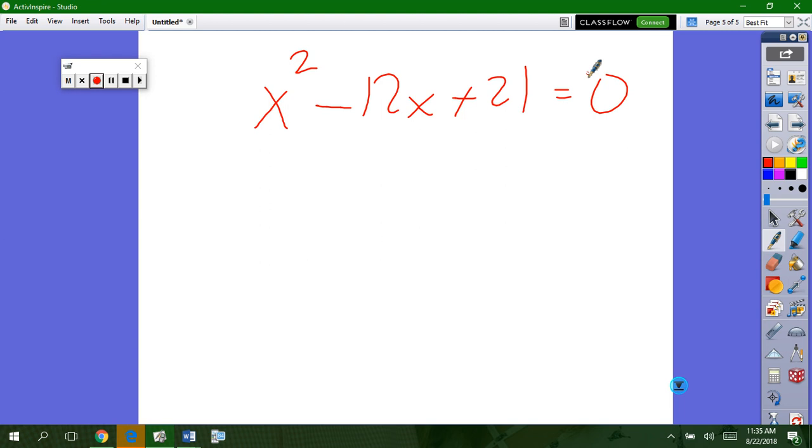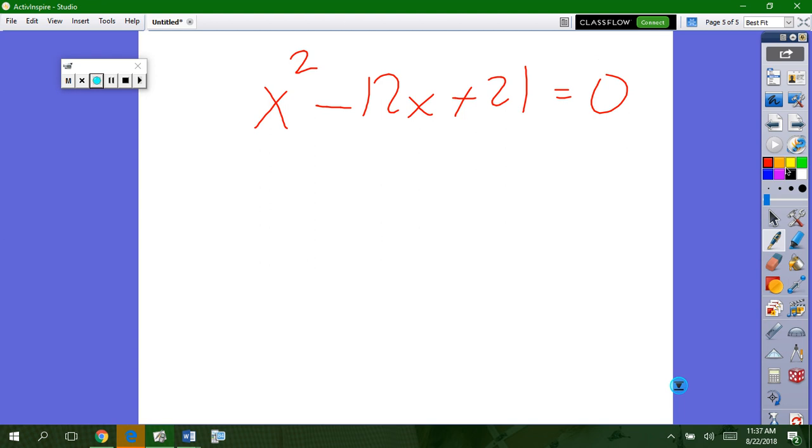Okay, because I cut the middle number in half, right? Cut it in half and square it. Half of negative 12 is negative 6. Negative 6 squared is 36. That's not 21, I guarantee it. Okay? Can I make a 21 into a 36?